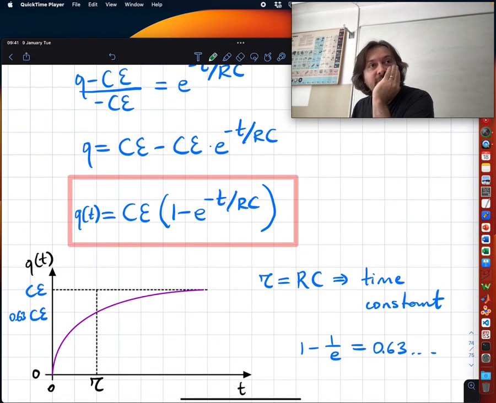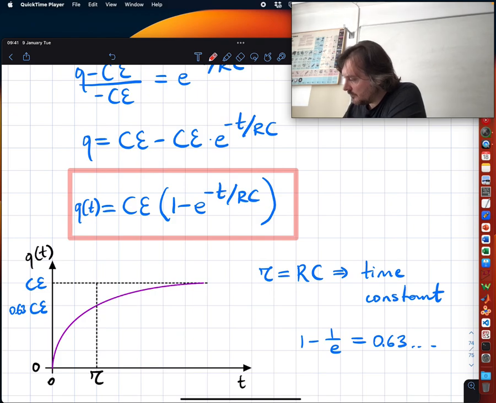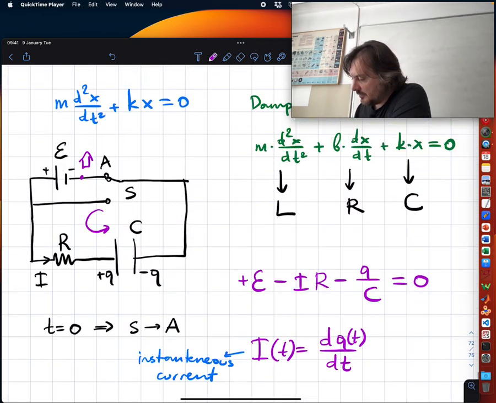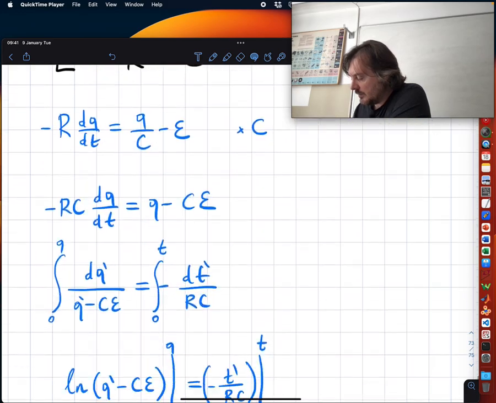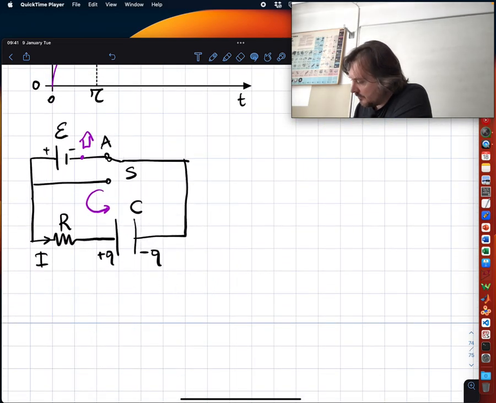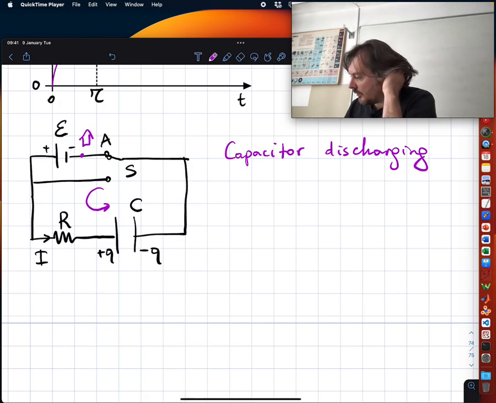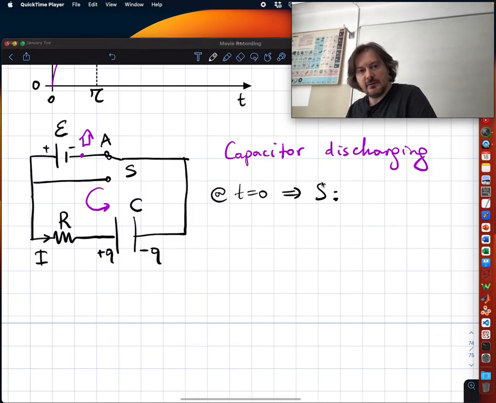Should we switch it back to position B? So this was for charging. This is charging. Now let's take our system from here, switch to the other side, and talk about capacitor discharging. This time at t equals 0, I define a new t, a new clock. At t equals 0, I switch this from A to B.